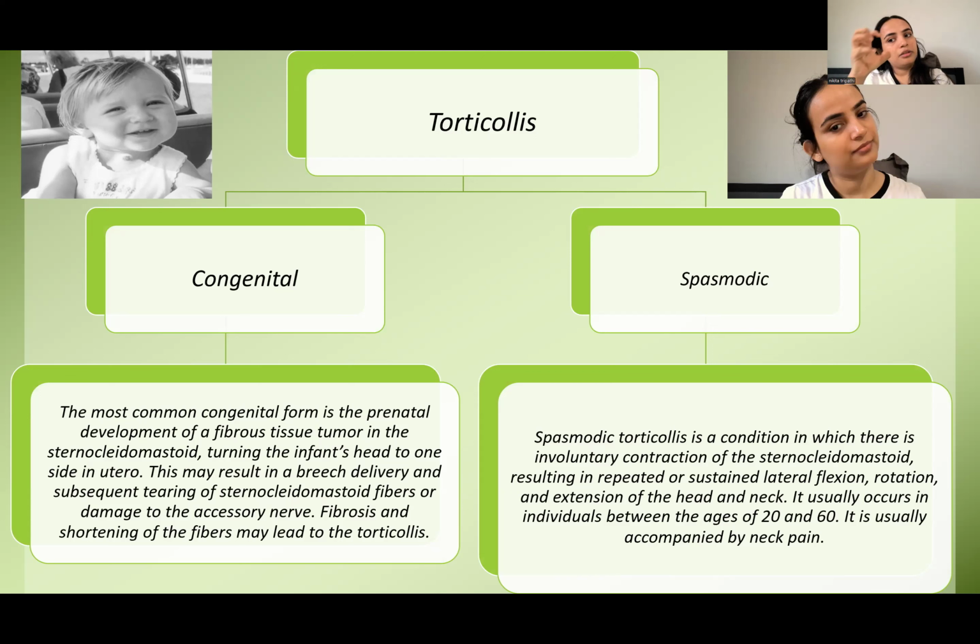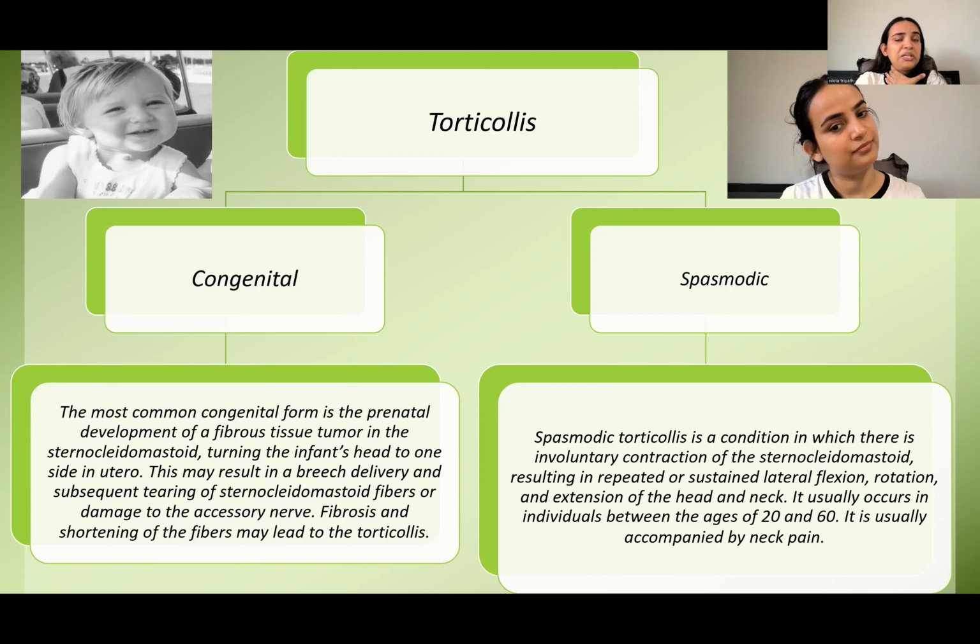Anything tightened, things go towards it like this. My right SCM will pull my neck towards it. So my neck is like this. The shortened right SCM pulls my neck toward the right side, and my neck is tilted like this. So this is the typical posture of torticollis that happens in spasmodic torticollis. The age group affected by spasmodic torticollis is 20 to 60 years, and it is usually accompanied by neck pain.